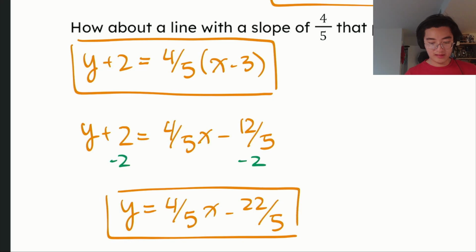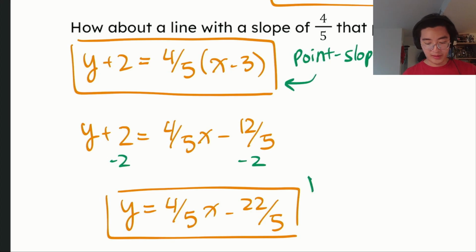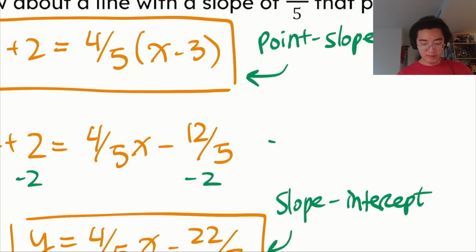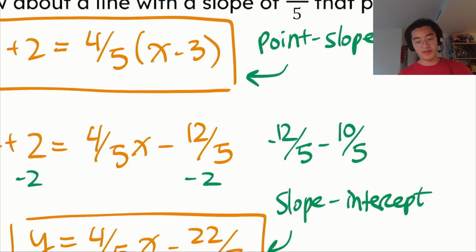Right, just like that. Okay, so again, that's the point slope. Slope-intercept is this one. Keep in mind when we are subtracting this fraction by 2 here, we're essentially just doing 12 over 5 minus 10 over 5. Right? This is what 2 is.